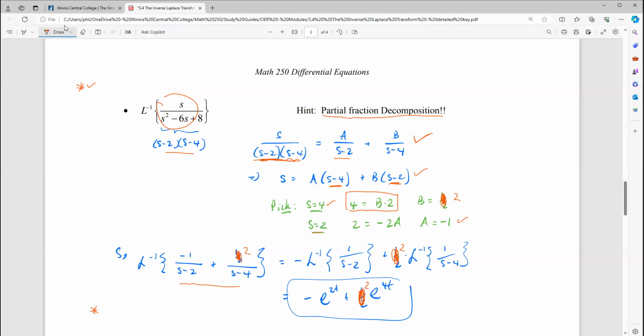So again, partial fraction decomposition allows us to break our original problem down into components, into terms that are, hopefully, much easier to invert. All right, so give that a go, a partial fraction decomposition one here.